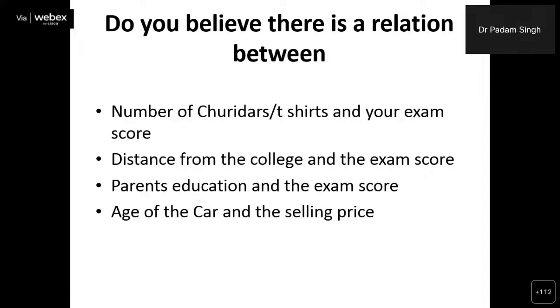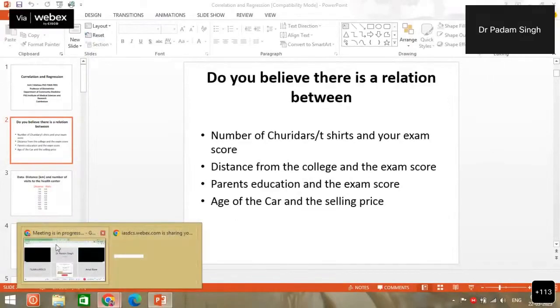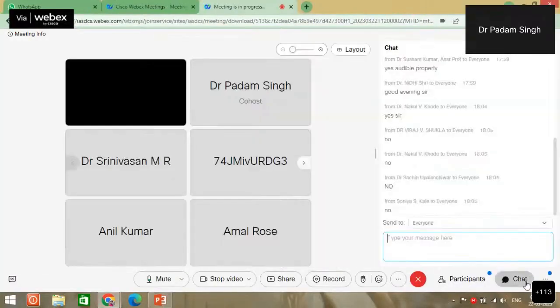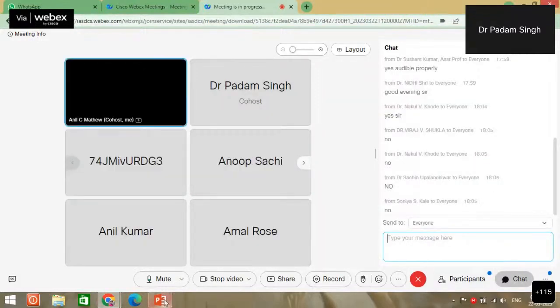The question for you is, if you have more churidars, is there a chance of getting more marks in the examination? Or if the number of jeans in your shelf is more, is there a chance of getting more marks? Is there any relationship? That's question number one. Let us see the response from the chat box. You can send your response in the chat box.